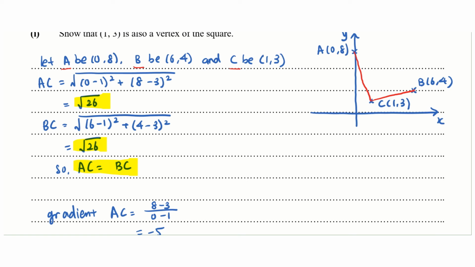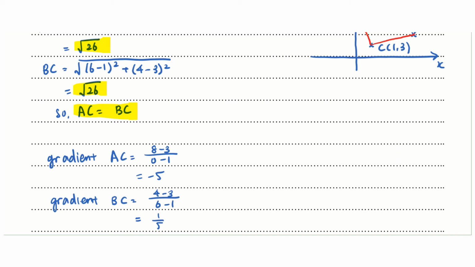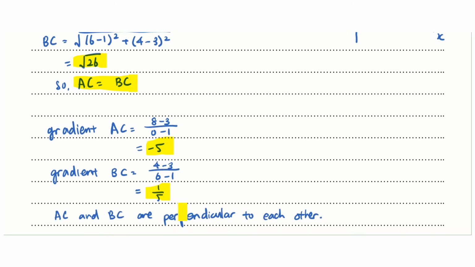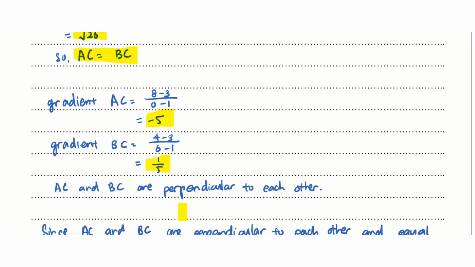Then I will look at the gradient. The gradient of AC is -5, and the gradient of BC is 1/5. We see that they are negative reciprocals of each other. Therefore AC and BC are perpendicular to each other. Now I want to set you thinking: is there another way to show that AC and BC are perpendicular to each other without using gradient? Do think about that.